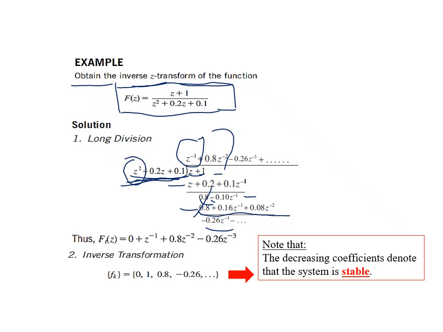We will use only the first three terms, which is the first one is 0, then z power negative 1, then 0.8 z power negative 2, then negative 0.26 z power negative 3. The inverse transformation, we have the time series or the sequence 0, 1. We take the coefficients of z, 0.8, then negative 0.26. Note the decreasing coefficient denotes that the system is stable. We have the coefficients are decreasing, then the system is stable.